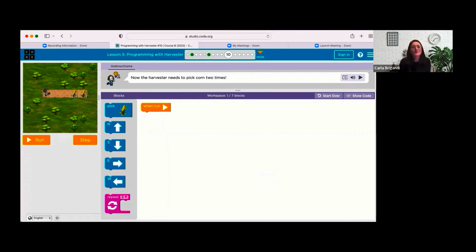1, 2, 3. So Laurel's going to have to move, or Harvester's going to move east 3 times. Do I see a pattern there? I do. I'm not going to switch it out yet. Let's see. Harvester is going to pick a corn. 1, 2, 3, pick a corn. Go 1 more space. Pick another corn. Does this work?